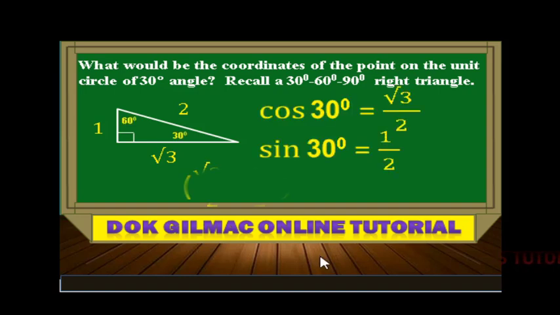So we have cosine 30 degrees is equal to square root of 3 over 2 and sine 30 degrees is equal to 1 half. The coordinates are square root of 3 over 2 and 1 half.